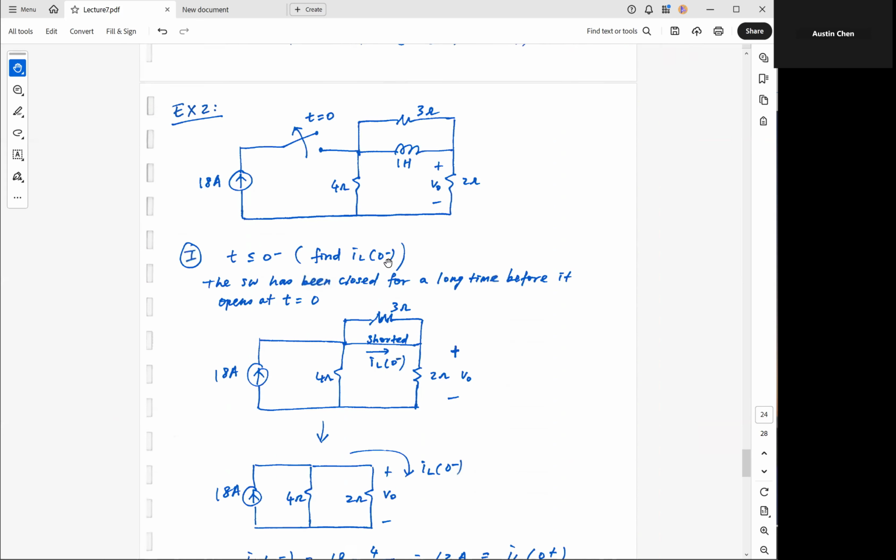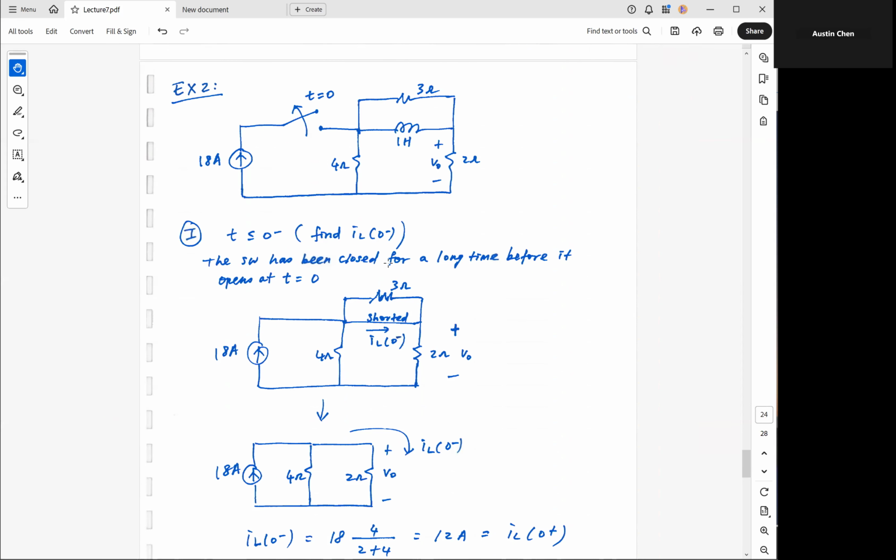One more example. So in this example, instead of finding IL, you are actually asked to find VO. So VO is the voltage drop across this 2 ohm resistor. It's slightly different from the previous ones. So you're asked to find V naught, which is the voltage drop across this 2 ohm resistor.